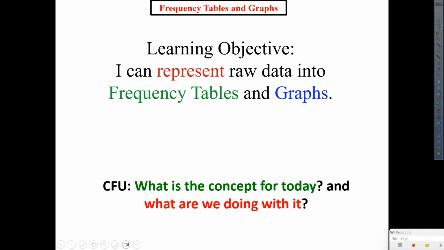I can represent raw data into frequency tables and graphs. So today I am going to give you raw data. We're going to go to the tables, and then from there we're going to go to the different graphs that we know by now. Okay?